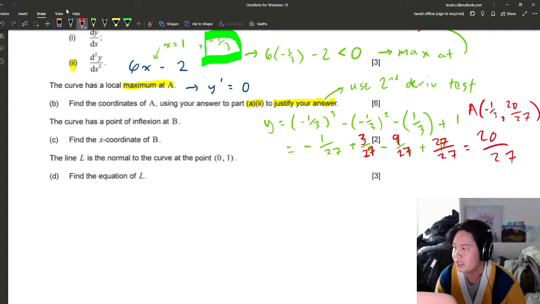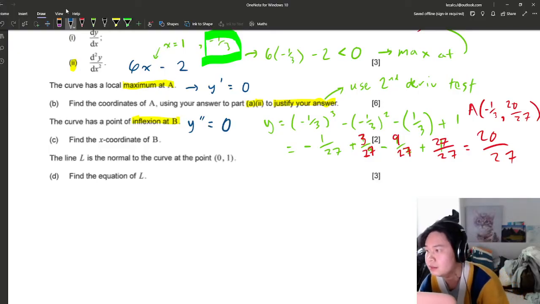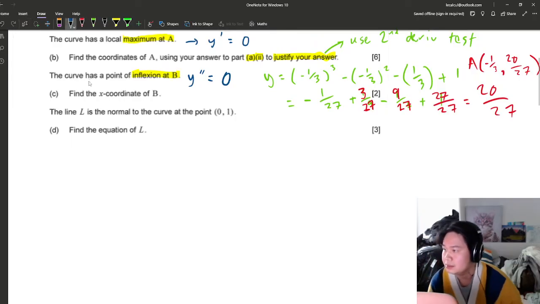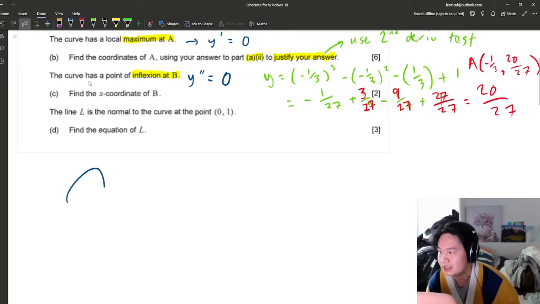Okay, next we have an inflection point at B. So same thing, inflection point, it has two requirements. The first requirement is the second derivative needs to be 0 there, because inflection point basically means that you change concavity.